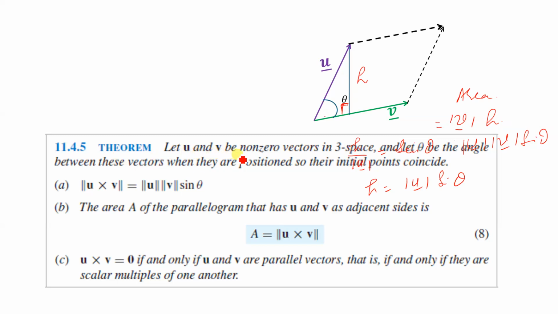If we have u and v, two non-zero vectors in free space, and let theta be the angle between these vectors, and they are positioned so their initial points coincide, then the area of the parallelogram that has u and v as adjacent sides is the magnitude of u cross v. Because this is area, and this area is equal to the magnitude of u cross v. So u cross v is 0 if and only if u and v are parallel vectors, that is, if and only if they are scalar multiples of each other.